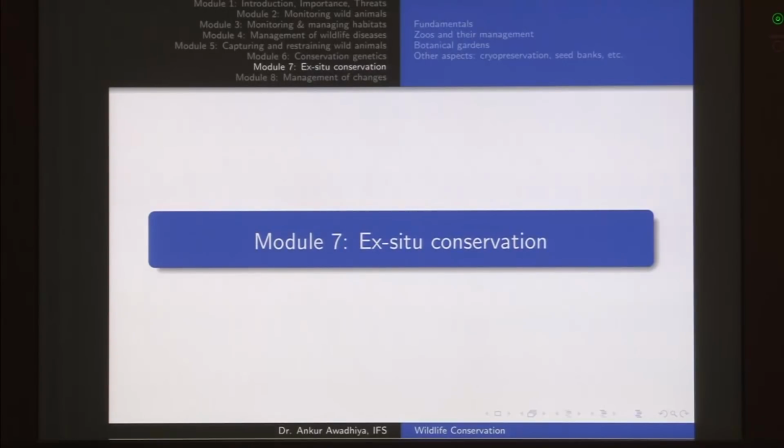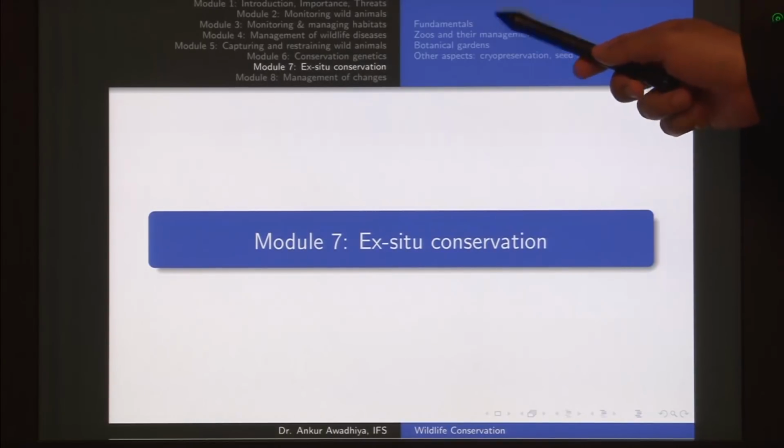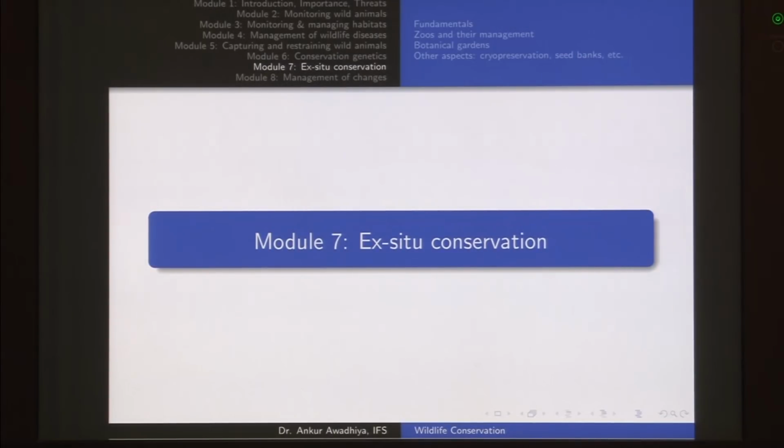Namaste. Today we move into a new module which is on ex-situ conservation. Now this module is going to have 4 lectures. The first one will deal with the fundamentals of ex-situ conservation. So we will look at what is ex-situ conservation, how is it different from in-situ conservation, how are both of these things done, what do we actually mean by it, and what are the precautions that we need to take when we are planning an ex-situ conservation facility.